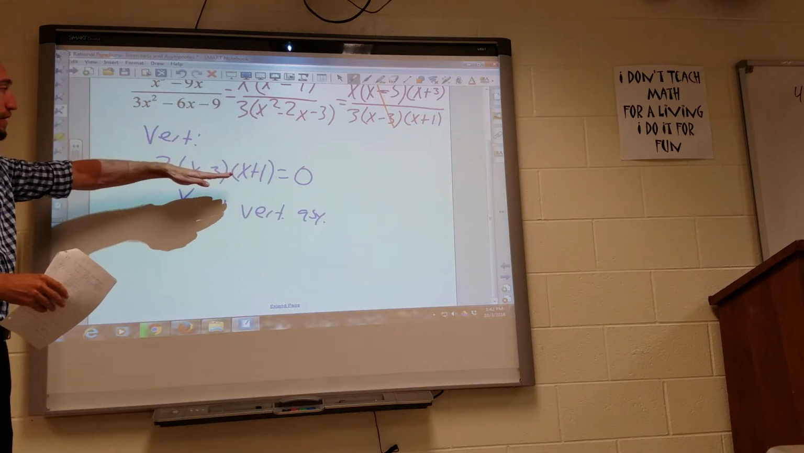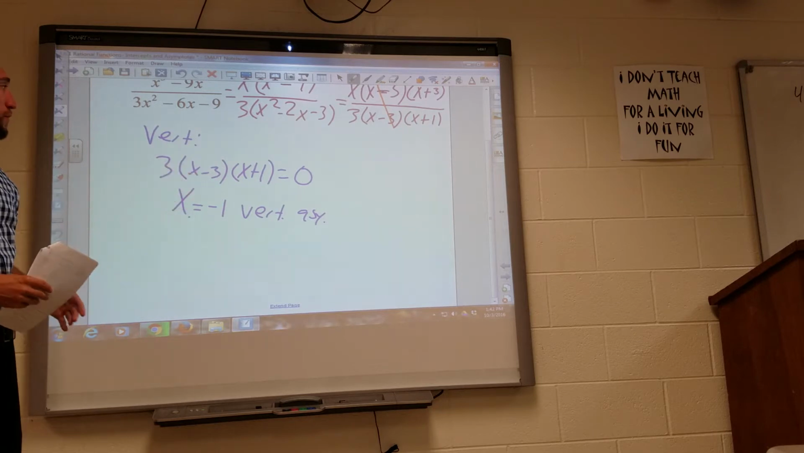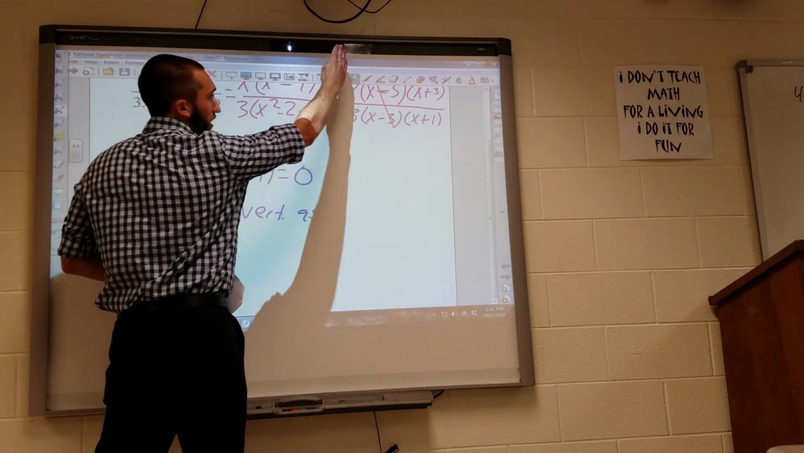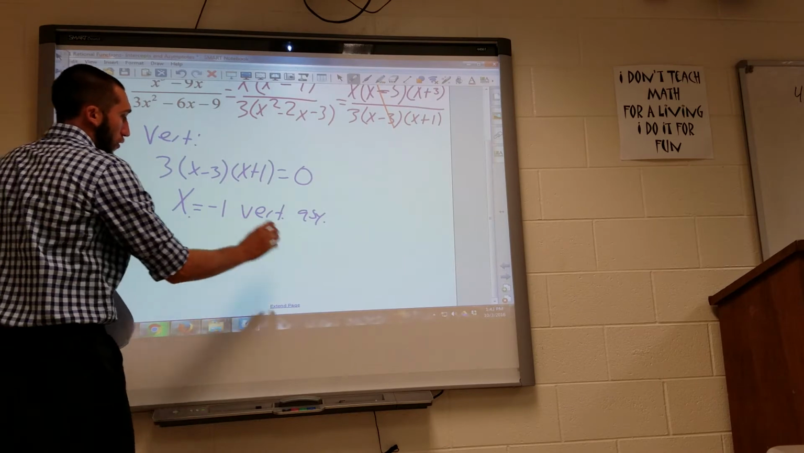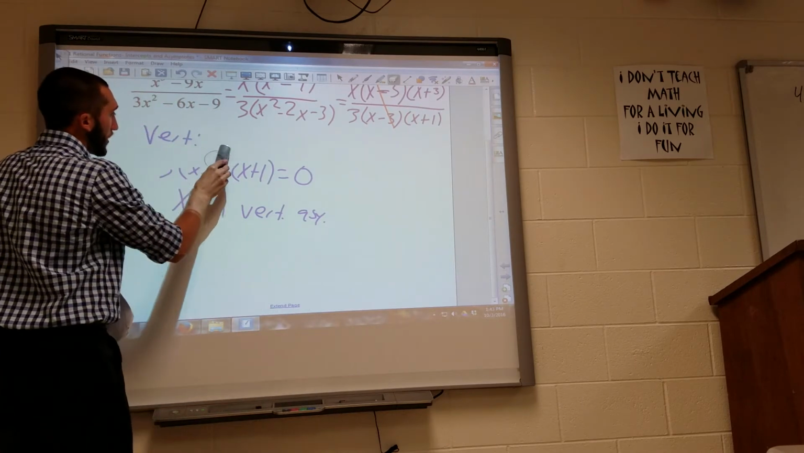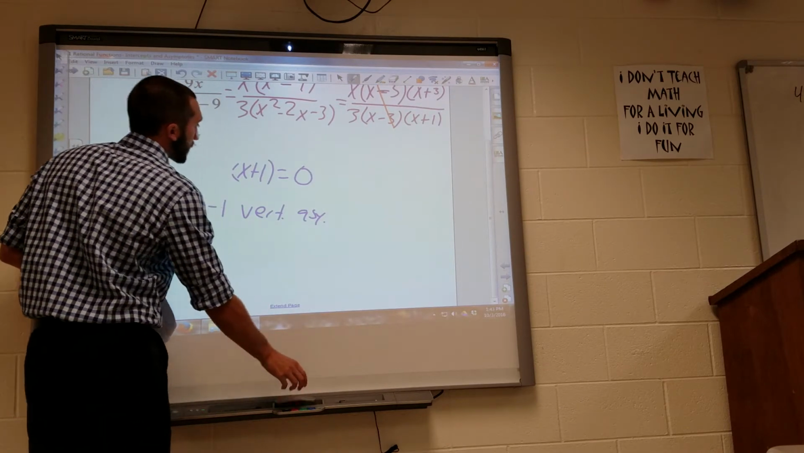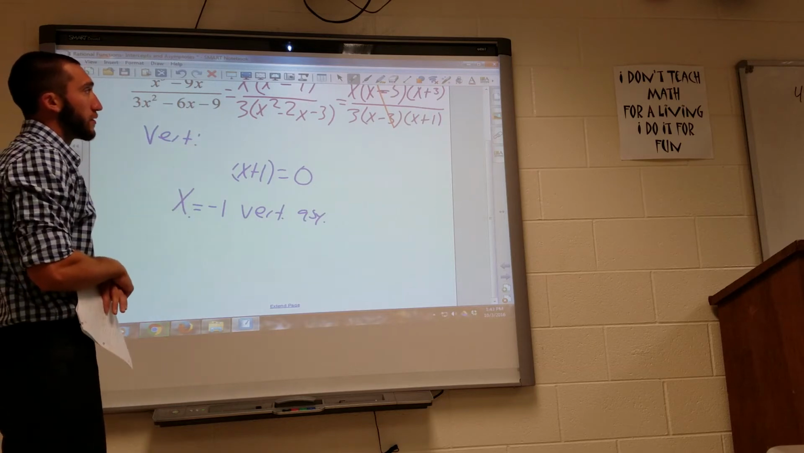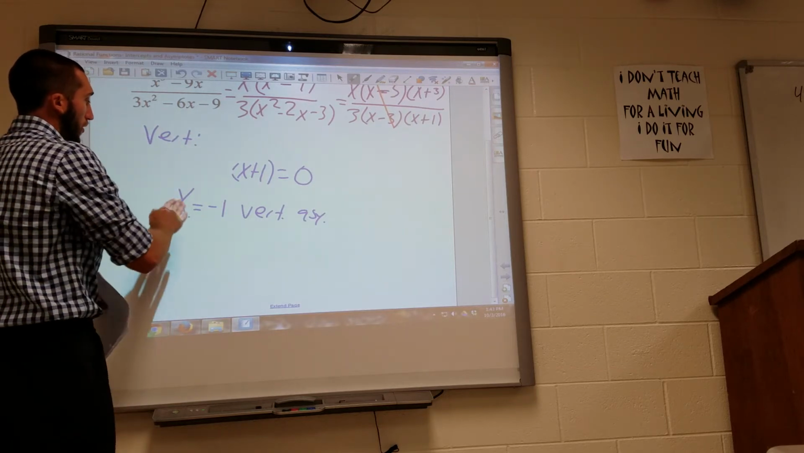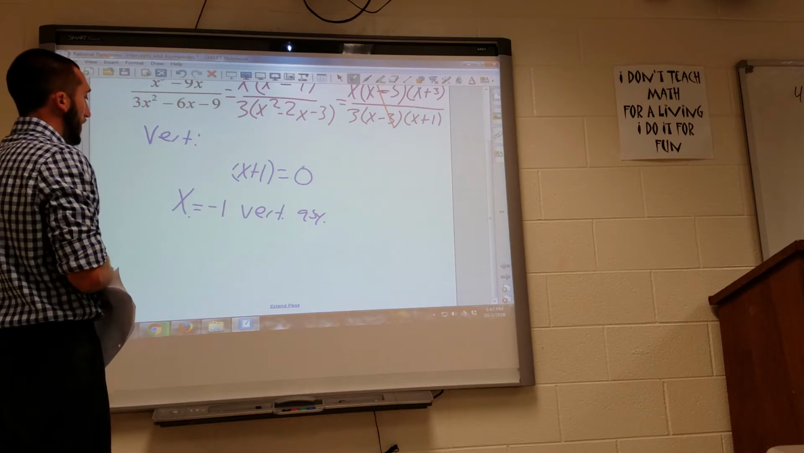Okay, we're not worried about x minus 3 when we're talking about vertical asymptotes because we canceled it with the numerator there. So the only one we really have to worry about is x plus 1 because we've canceled the x minus 3 in the factoring step. So x equals negative 1 is our only vertical asymptote.